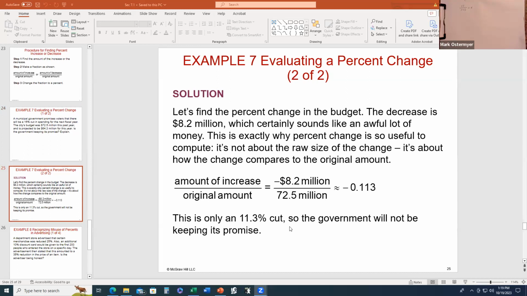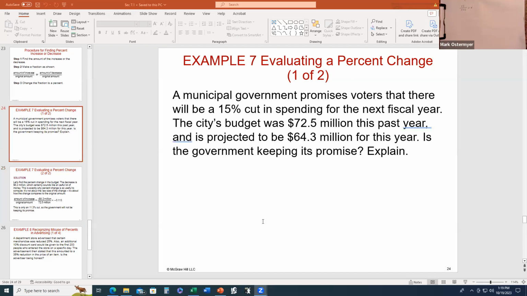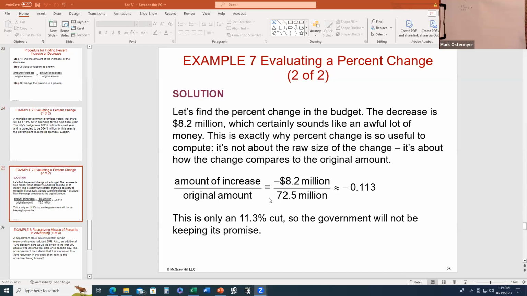Did the government keep their promise, ladies and gentlemen? Well, they said it was going to be a 15% decrease. Do you agree? It was only 11.3%. So looks like they reneged there. They did not keep their promise.